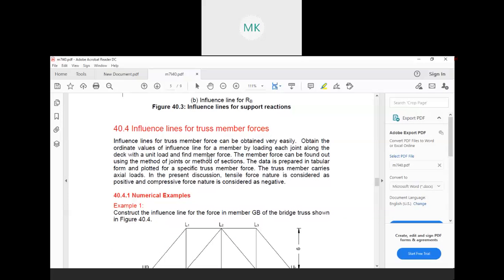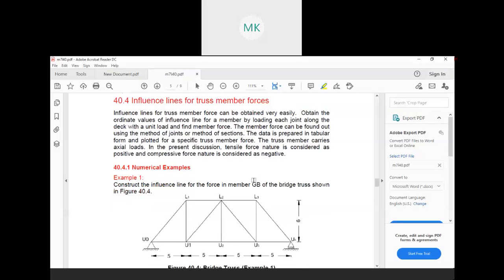Obtain the ordinate values of the influence line for a member by loading each joint along the deck with a unit load and finding the member forces. The member force can be found using the method of joints or the method of sections. The data is put in tabular form and plotted for a specific truss member force. The truss member carries axial load. In the present discussion, tensile force is considered positive and compressive force is considered negative.